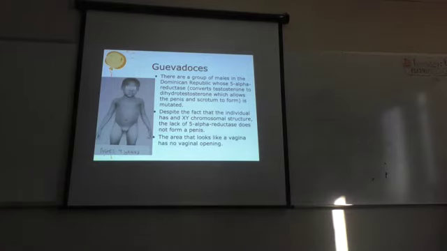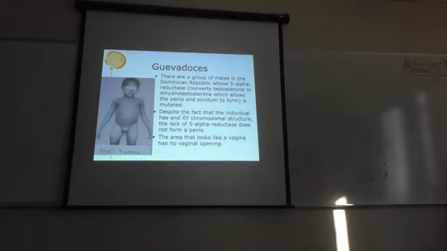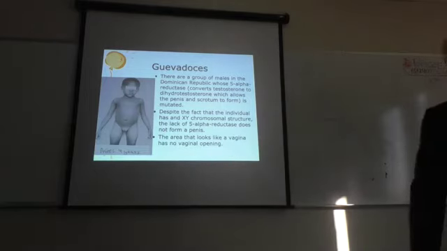Guevedoces means eggs at 12. There's a group of males in the Dominican Republic whose 5-alpha reductase, which converts testosterone to dihydrotestosterone, which allows a penis and scrotum to form, is mutated. Despite the fact that the individual has XY chromosomal structure, the lack of 5-alpha reductase does not form a penis, of course. The area that looks like a vagina has no vaginal opening. This is what one of these individuals looks like at age 4.